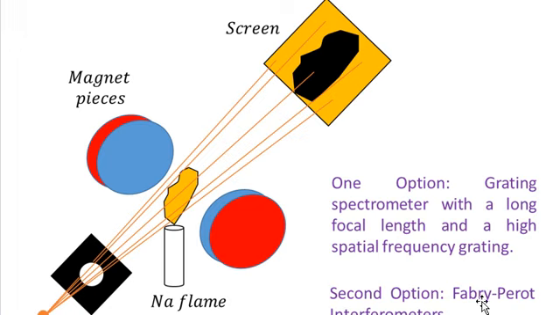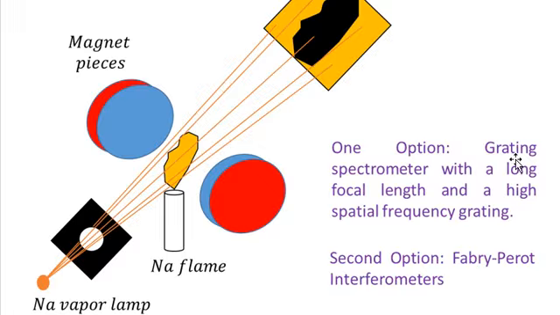So you see that with the application of the magnetic field, the splitting between the levels is slightly modified. So a very high resolution grating is required in order to measure such a splitting. One option is a grating spectrometer with a long focal length and a high spatial frequency grating. The second option is that Fabry-Pérot interferometers could be used as a spectrometer for the measurement of the splitting due to the application of the magnetic field.